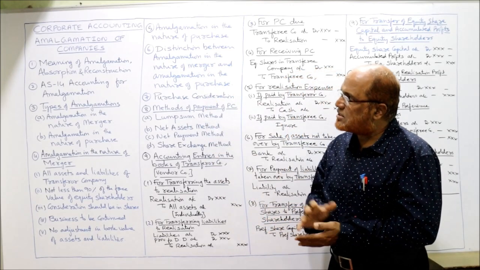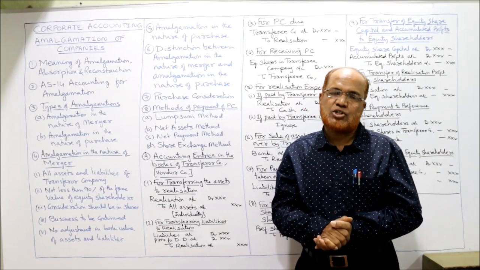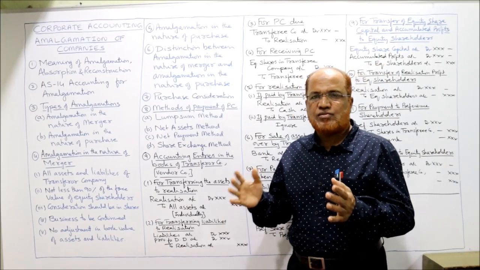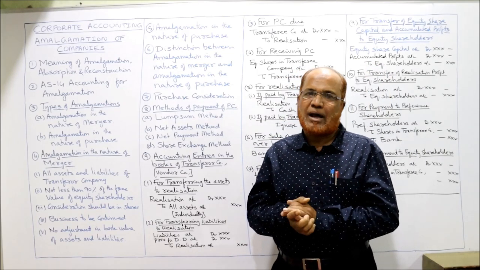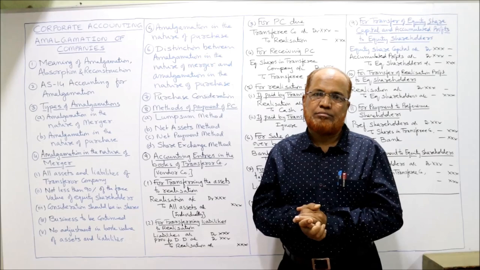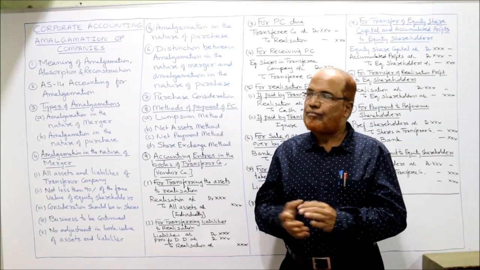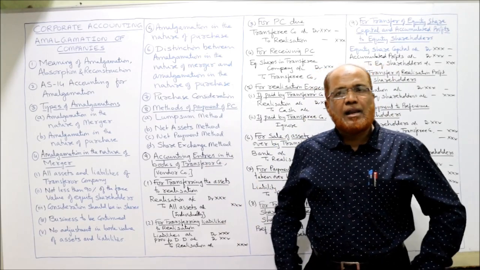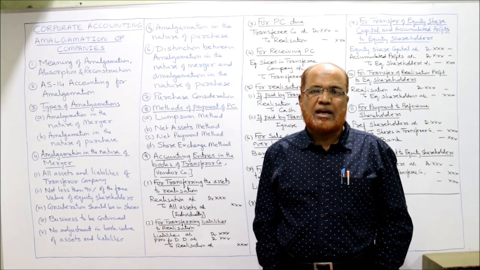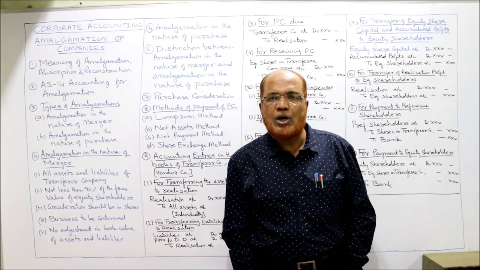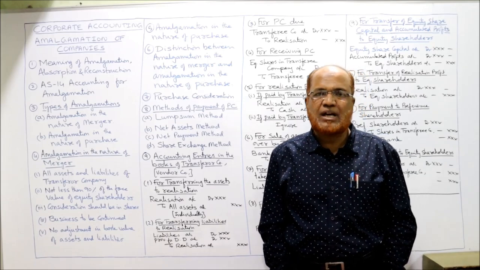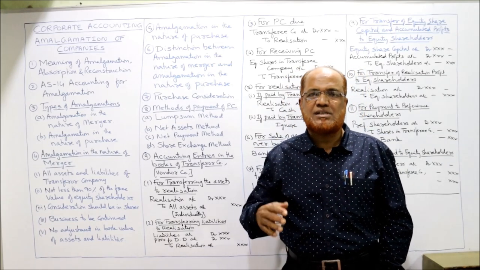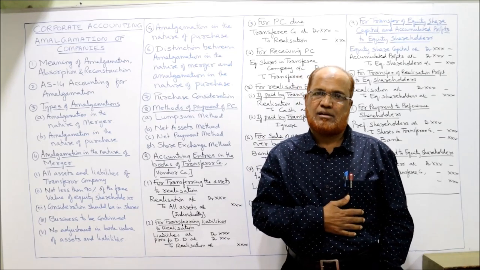Now we'll start the next topic, amalgamation of companies. In this video, first of all, I'm going to explain you the meaning of the terms amalgamation, absorption, reconstruction. Come on, let's begin. Amalgamation. Amalgamation will arise when two or more companies are liquidated and a new company is formed specifically to take over the business of old companies.